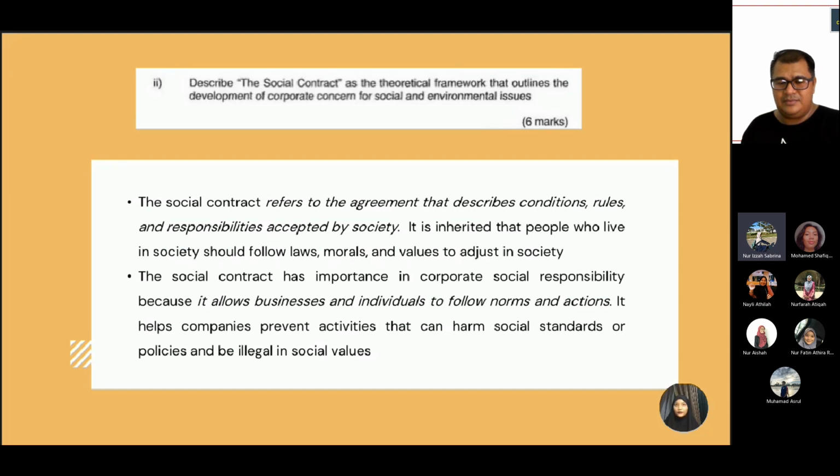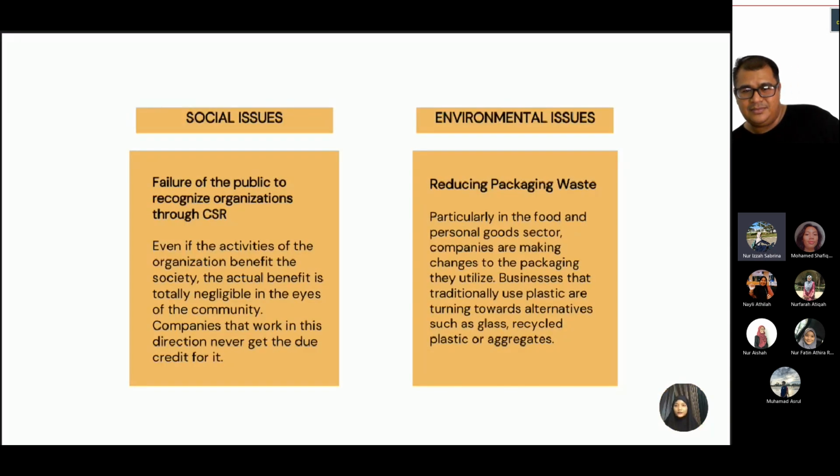Other than that, the social contract is important in corporate social responsibility because it allows businesses and individuals to follow norms and actions. It also can help companies prevent activities that can harm social standards or policy and be illegal in social value. Okay, so next we go for the social issues.